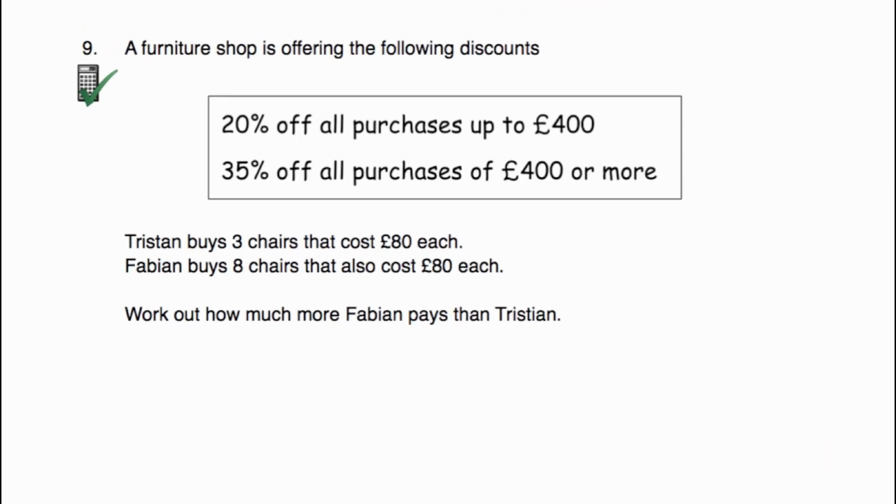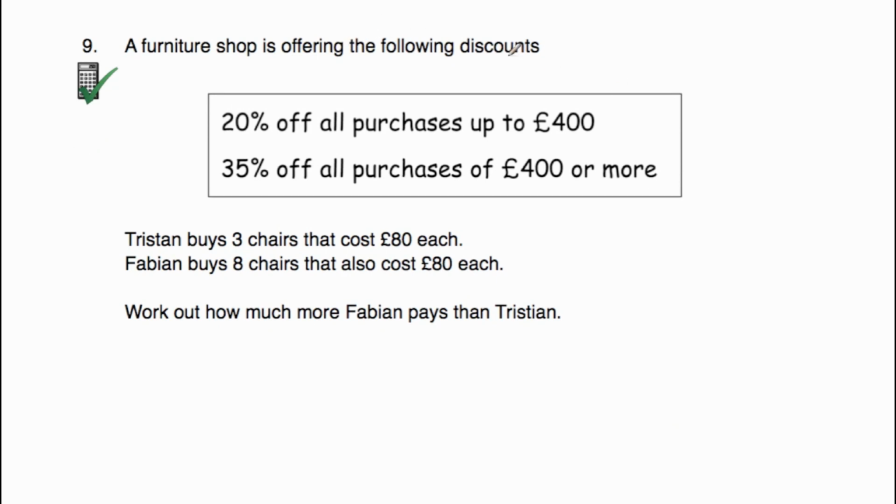Okay, question number 9. So question number 9 says, a furniture shop is offering the following discounts. You can get 20% off all purchases up to £400, but if you spend a bit more, anything over £400 or more, you get 35% off your purchases. And Tristan buys 3 chairs that cost £80 each, so 3 times 80 is equal to £240. So Tristan spends £240.